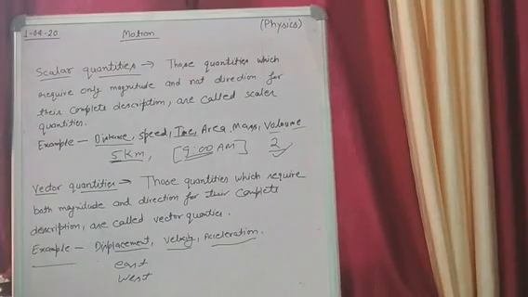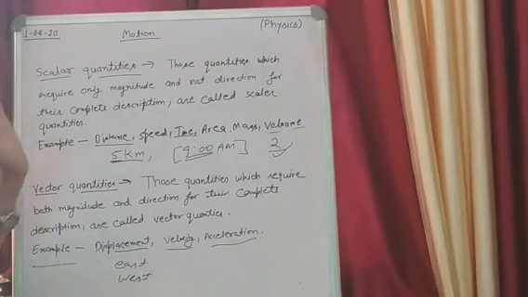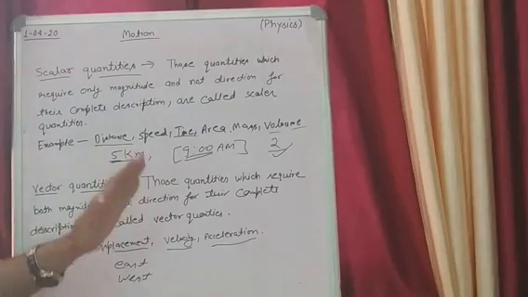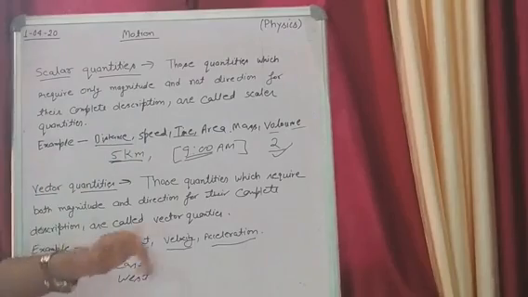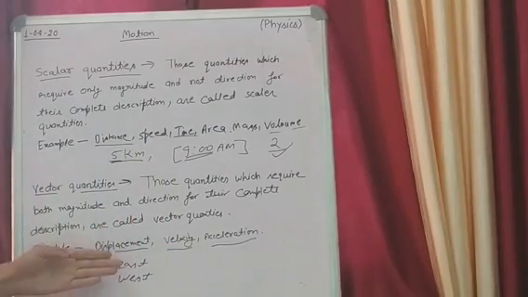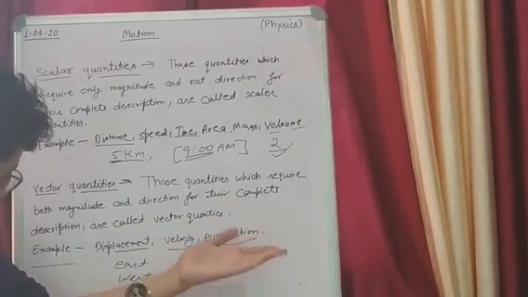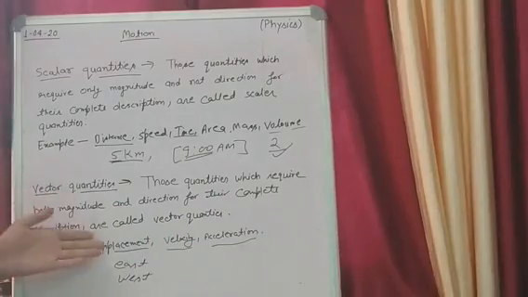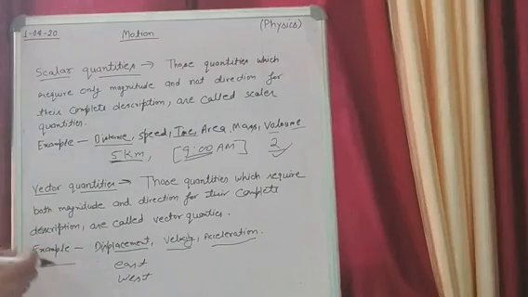Same, what are vector quantities? Vector quantities are those quantities which need magnitude and direction for their complete description. We have examples also: displacement, velocity, acceleration. As I said to you, we will discuss displacement, velocity, acceleration in our upcoming lectures.